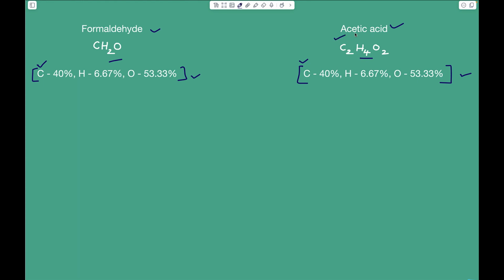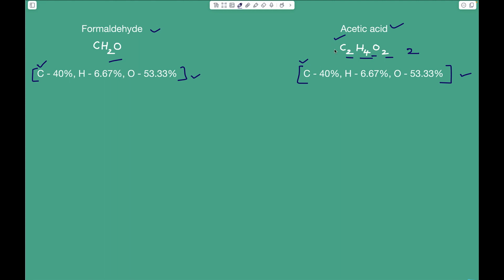The molecular formula of acetic acid is C2H4O2. And what do these subscripts tell us? They tell the number of atoms of each of these elements present in one molecule of that compound. Of course, they also tell the number of moles of atoms of these elements present in one mole of that compound. And between these subscripts, the greatest common factor is 2.